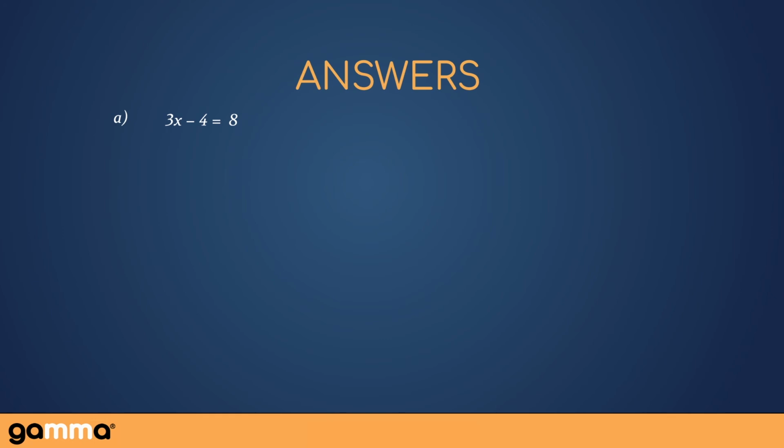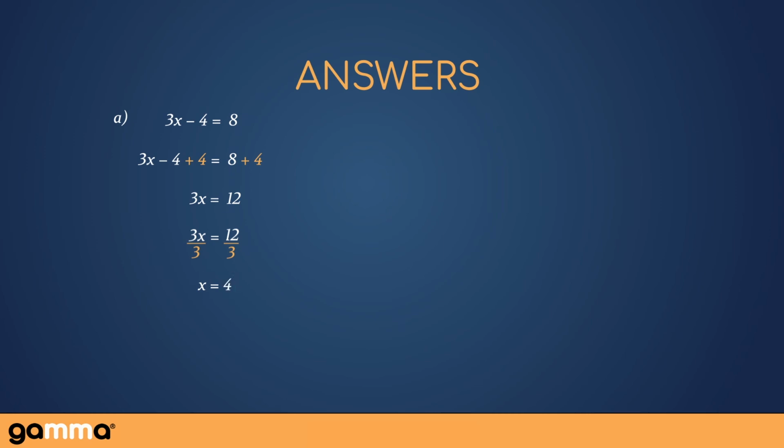So we will have 3x minus 4 plus 4 is equal to 8 plus 4. And then simplifying that, we will have 3x is equal to 12. Now, we need to get rid of the 3, so we'll have 3x divided by 3 is equal to 12 divided by 3, because what you do on the left-hand side, you also do on the right-hand side. And then our answer finally will be x is equal to 4.